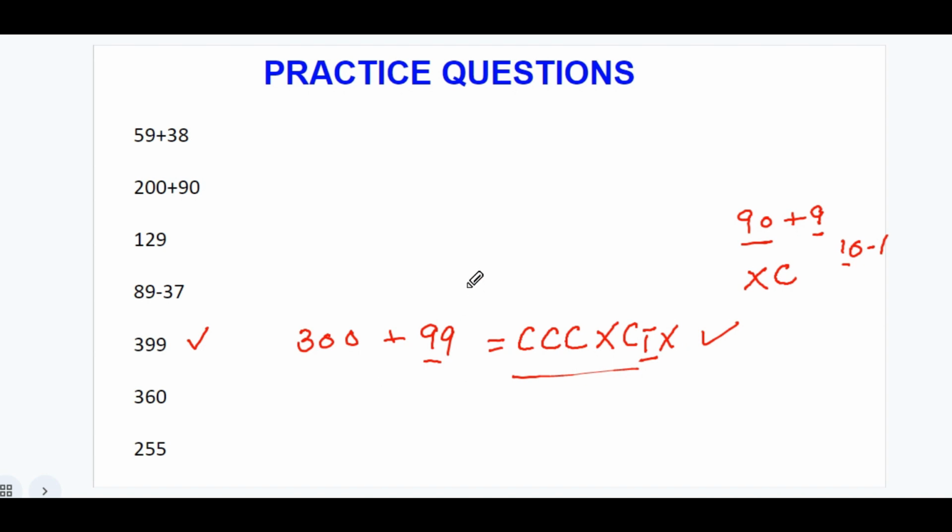So when you practice, you will enjoy writing Roman numerals. The other numbers you have to do yourself.